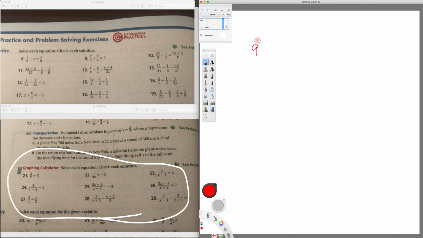Number 9, we have y divided by 5 plus y divided by 2 equals 7. My two denominators are 5 and 2, so my least common denominator is 10. So I'm going to multiply every term by a 10. And 10 divided by 5 is a 2, so this is going to be 2y. And then 10 divided by 2 is a 5, so that's going to be 5y. And then equals 7 times 10, nothing reduces there, so that's 70.